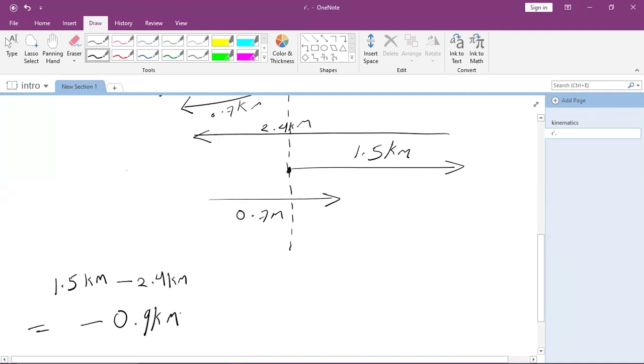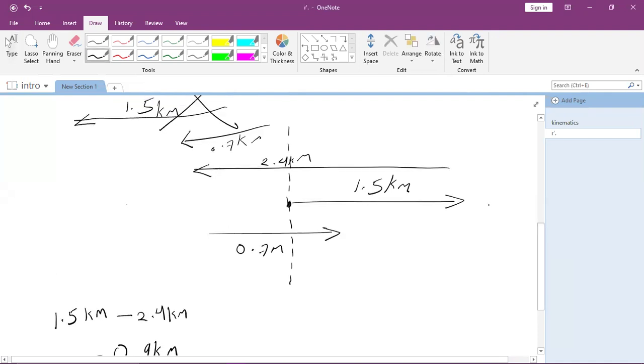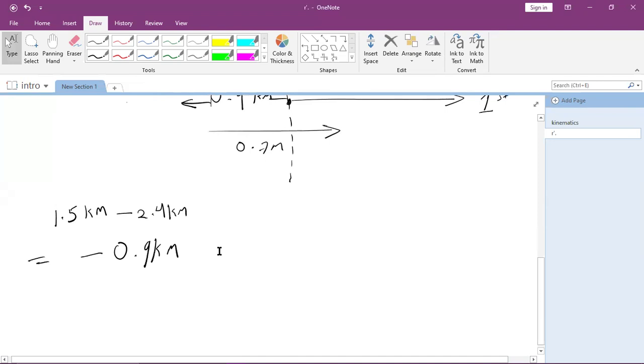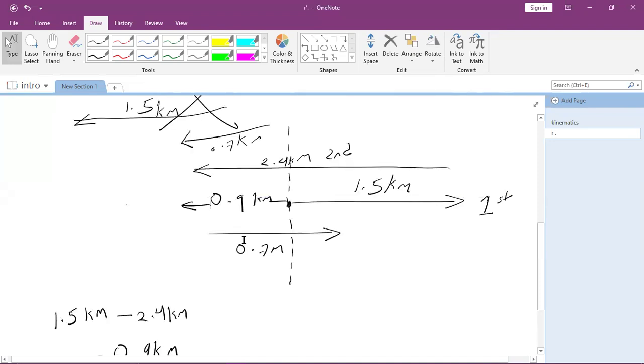What does this mean? This was the first movement, right? And this is the second movement. At the second movement, she was 0.9 kilometer away from her starting point in the west direction. That's why there's this minus there. Can you see? Now, she went back again in our original direction. That means she now went back in the east direction, because we're told that our original direction, east, is the positive direction.